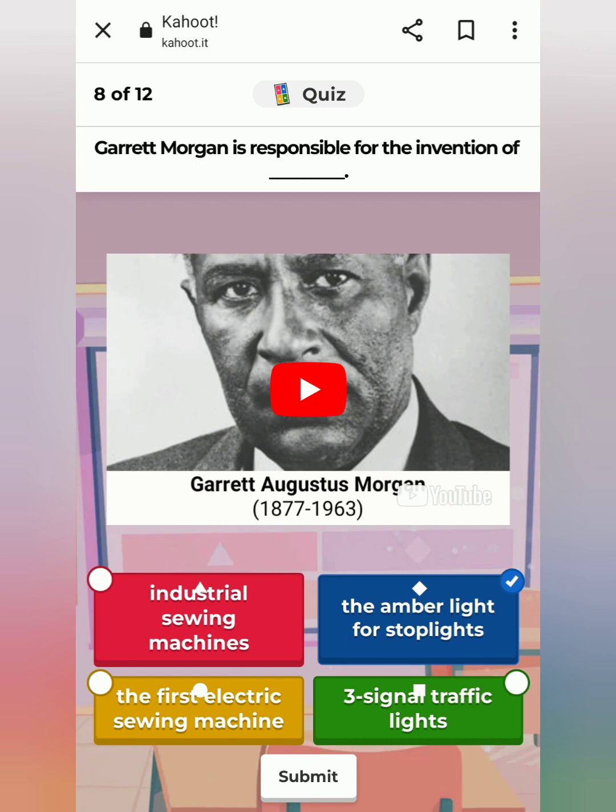Now, this was not a trick question. The question had 2 possible answers. If you selected the amber lights for stoplights or the 3 signal traffic light system, then you would have been correct. Kahoot would have prompted you to let you know that you could input 2 answers. If you placed both answers, then you would have got the full marks. But if you only placed one, Kahoot would have told you that you got half the points.